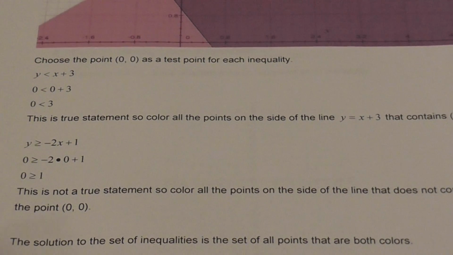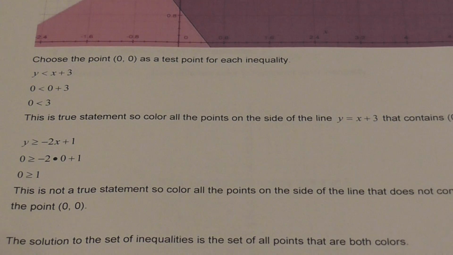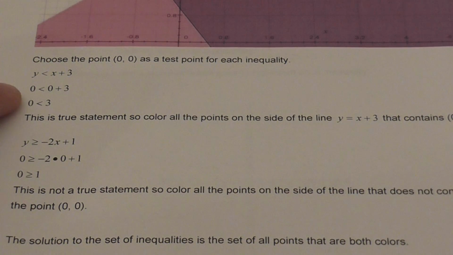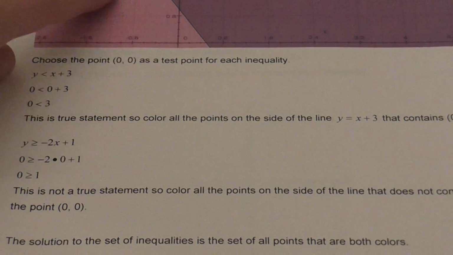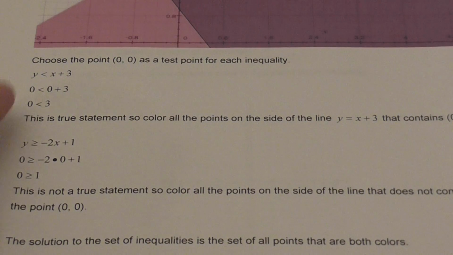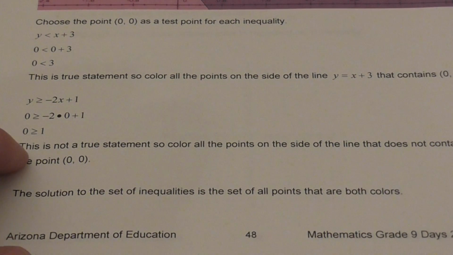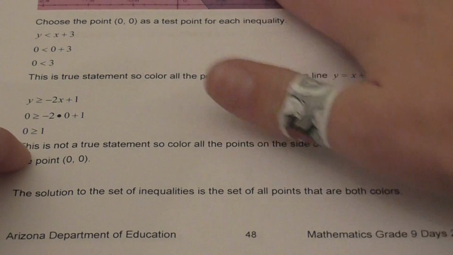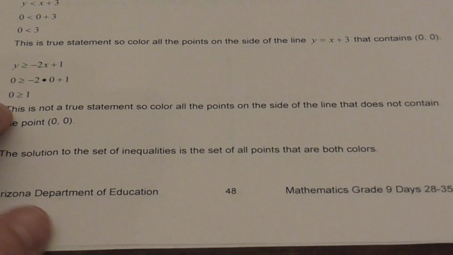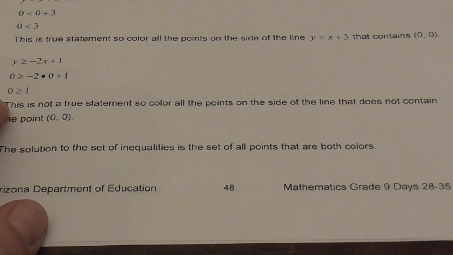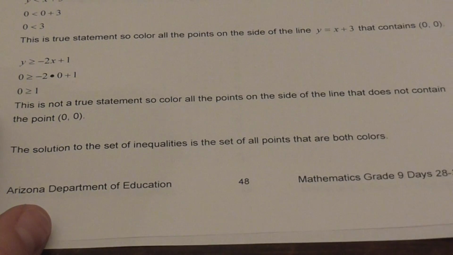So here's where they choose a test point. They choose 0, 0 again. In the first one, 0, 0 is a true statement, so that's why 0, 0 is included in the shading. For the second one, 0, 0 is not a true statement, so they colored on the other side of the line where 0, 0 is not. So the solution set of inequalities is the set of all points that are both colors.